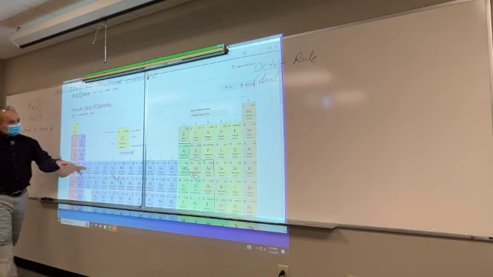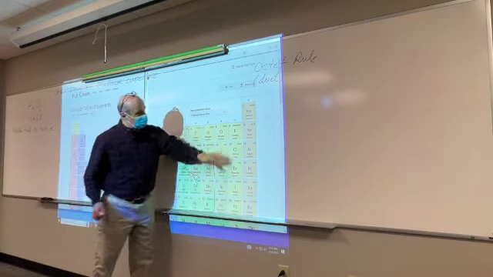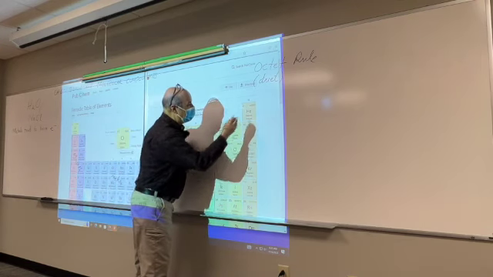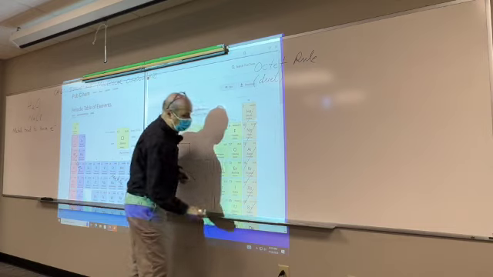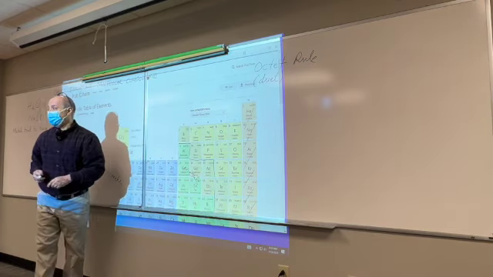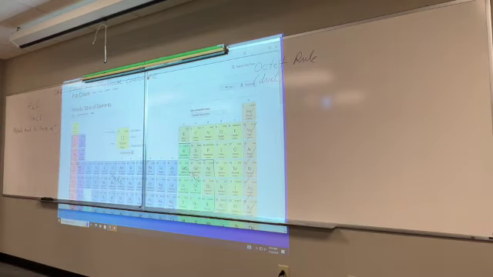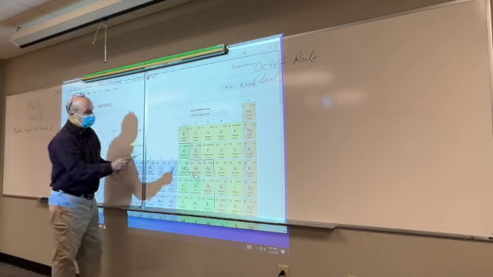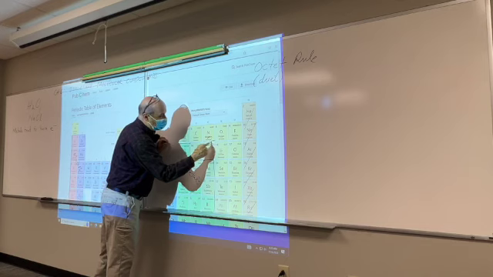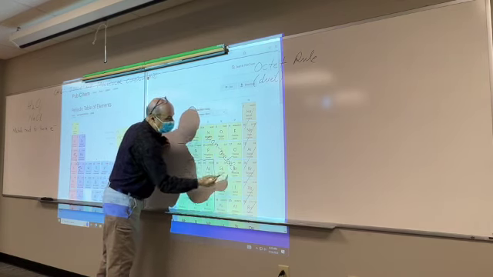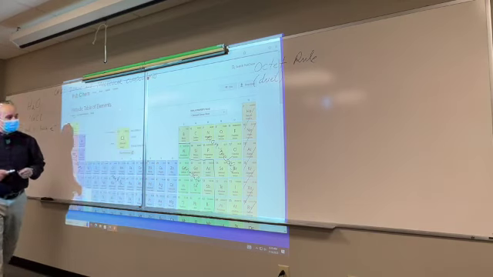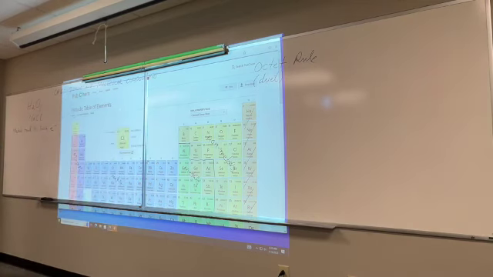Now, what about these guys over here? We're not going to consider these at all because these are non-reactive. They are not going to lose, gain, or do anything else with electrons. They're happy with their 8 electrons that they already have. But these guys are considered non-metals. And we're going to have to deal with them.